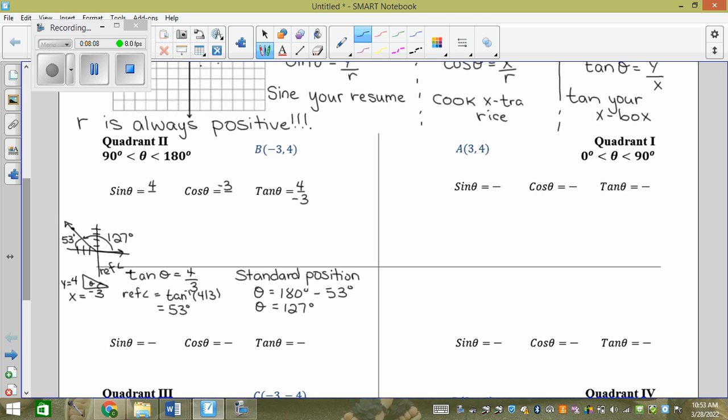Now I actually keep the negative in this case, because the only time I don't take the negative is if I'm looking for the reference angle. Correct? I can't finish 2 of my trig ratios. Why? I don't know my hypotenuse. So what do I use to get my hypotenuse if I know 2 sides?